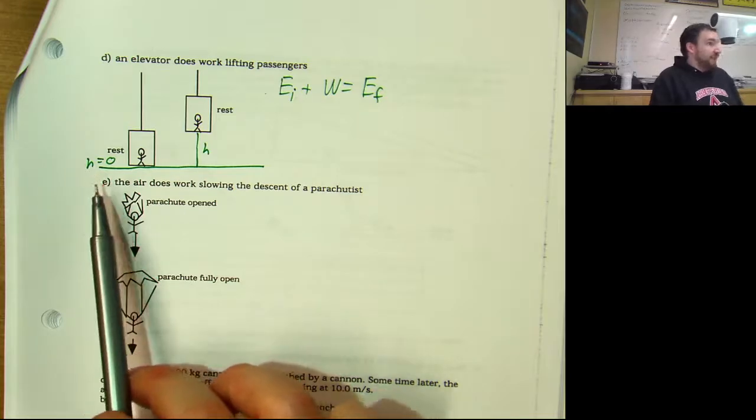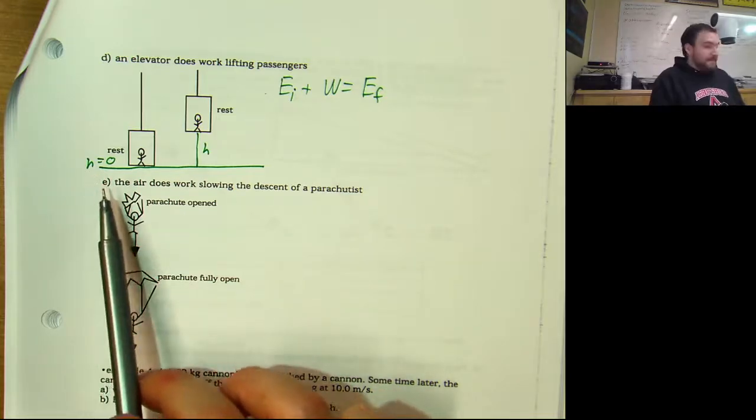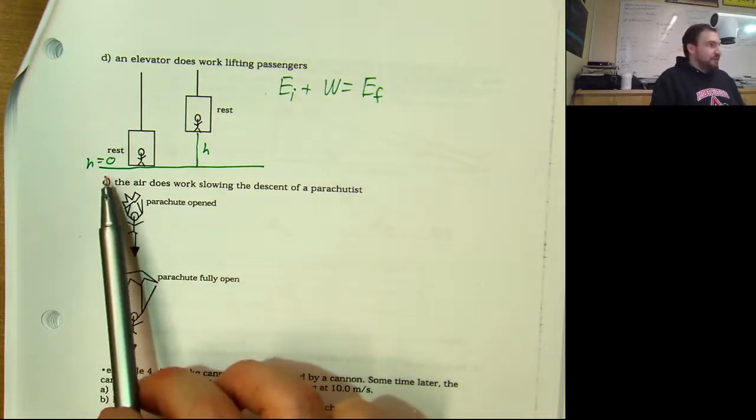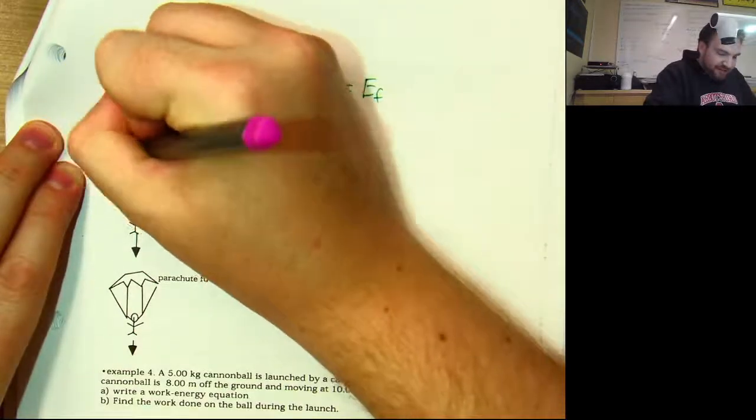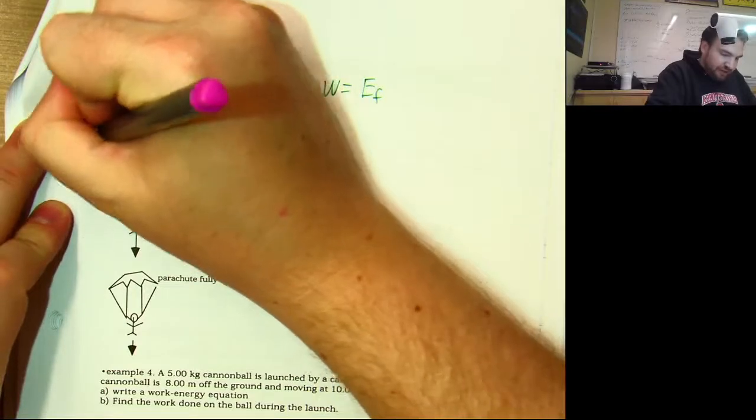There's no energy at the beginning. Why is there no energy at the beginning? It's not off the ground and it's at rest. So because of this and this, energy initial equals 0.